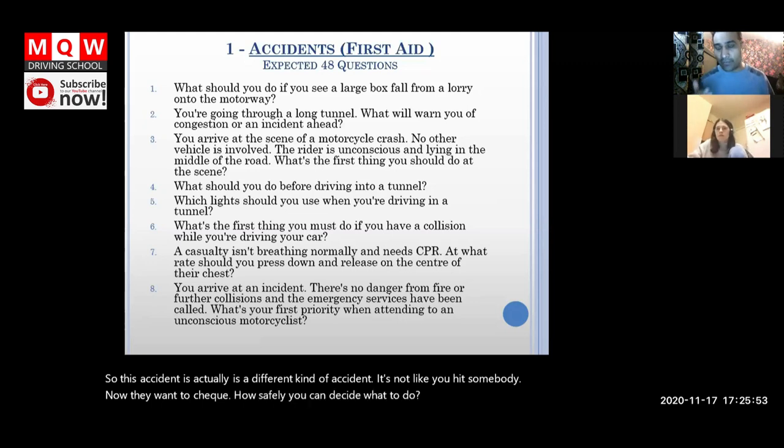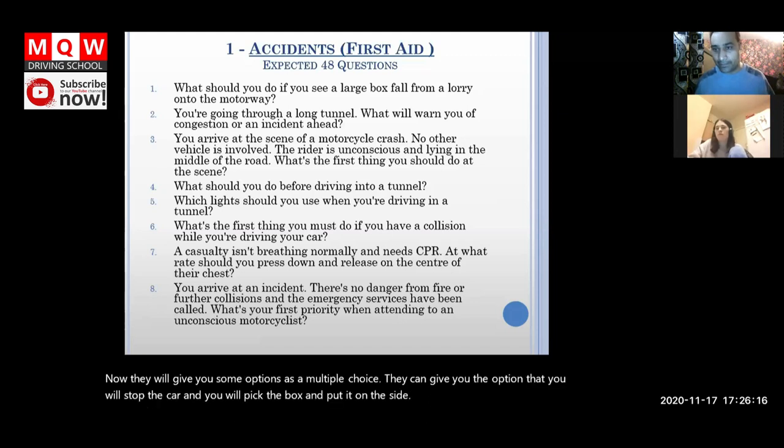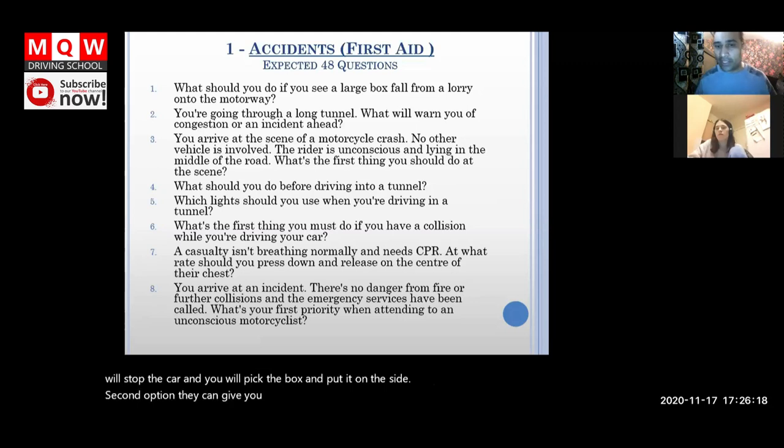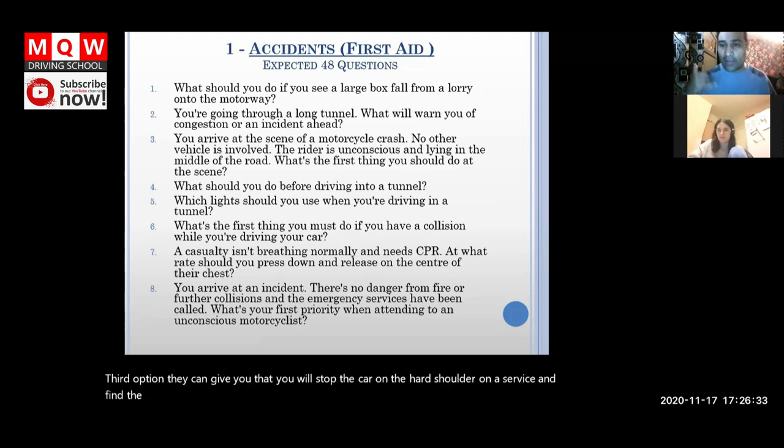Now think about yourself driving on the motorway at 70 miles per hour behind the lorry. Something has fallen down from the lorry. The driver did not notice it. Only you have seen it. Now they will give you some options as multiple choice. They can give you the option that you will stop the car, pick up the box and put it on the side. Second option, you will drive very fast, go near the door of the lorry driver and try to wave to him and tell him something has fallen down. Third option, you will stop the car on the hard shoulder or a service area, find the SOS phone and call them and tell them what happened.